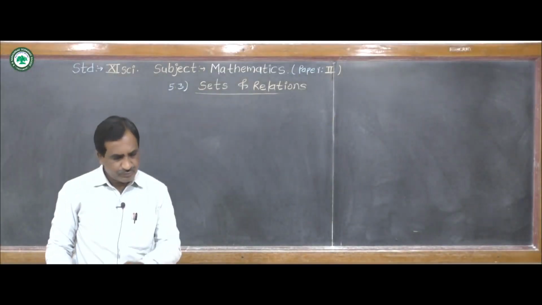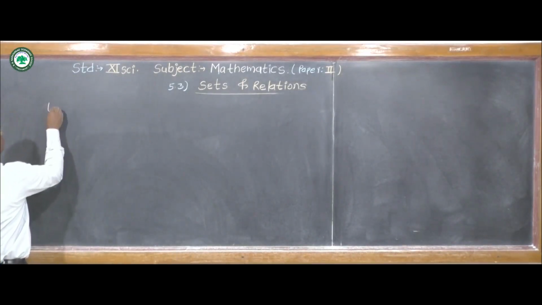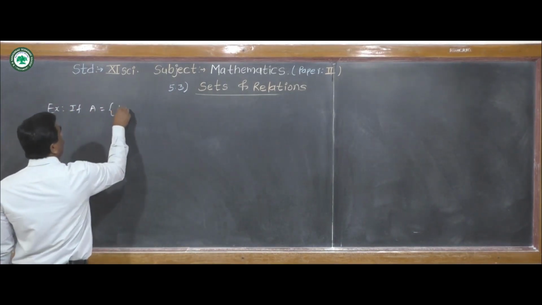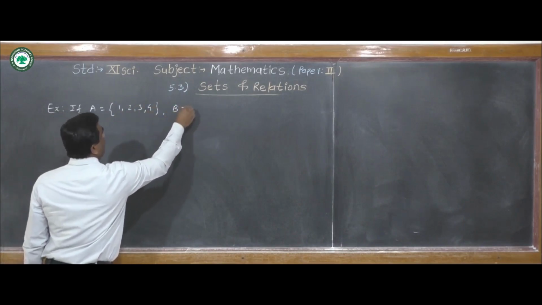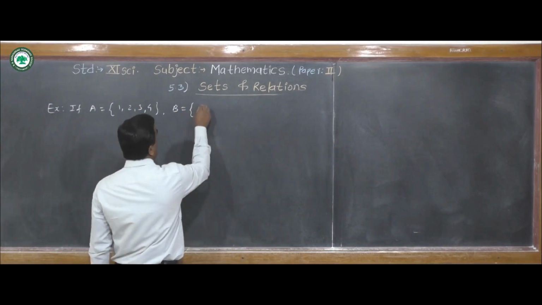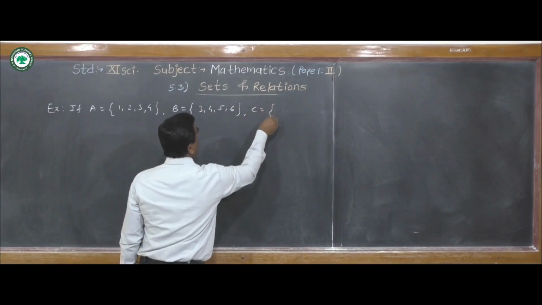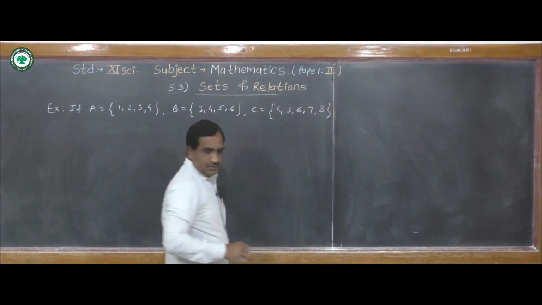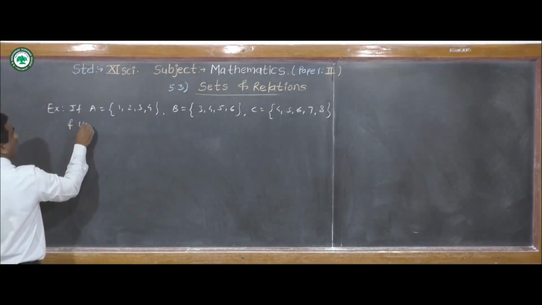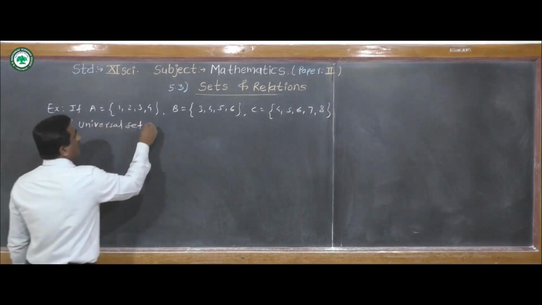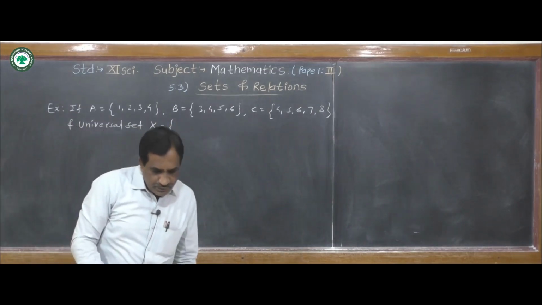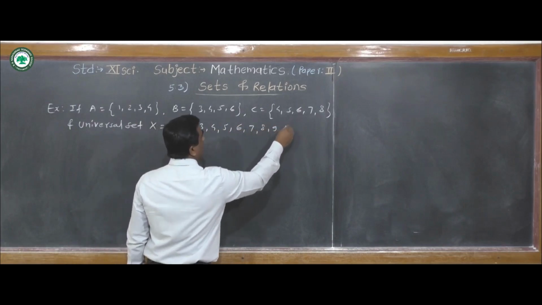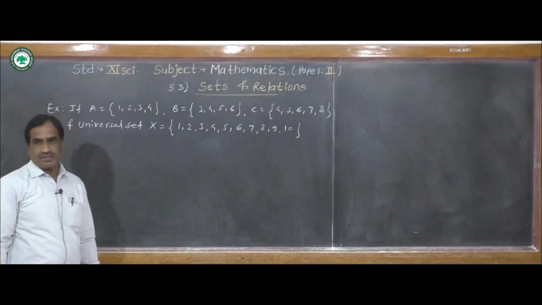Now the next example is: if A is equal to, in curly bracket, 1 2 3 4, set B is equal to, in curly bracket, 3 4 5 6, set C contains elements 4 5 6 7 8, and universal set X is equal to, in curly bracket, elements or numbers 1 2 3 4 5 6 7 8 9 10. This is the set of first 10 natural numbers, universal set.